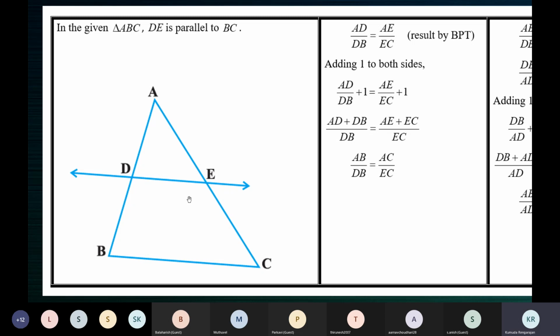If you have this condition given, a triangle in which a line is parallel to one side, we have another result like this, apart from the direct result by BPT. AB by DB is equal to AC by EC. The full side AB by DB is equal to the full side AC by EC. Isn't it rhyming? In the numerators, we have the full sides AB and AC. In the denominator, we have DB and EC. So to the result by BPT, if you add 1 on both the sides, you get a new result like this. AB by DB is equal to AC by EC.